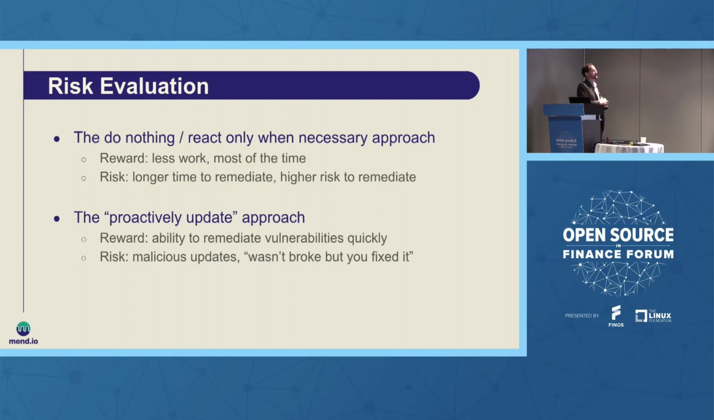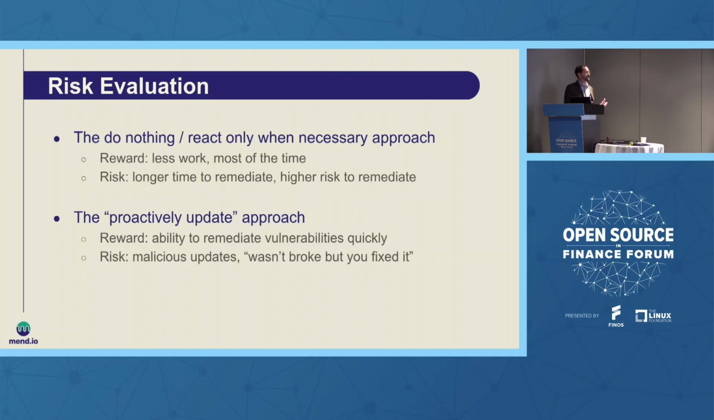The risk is that there is a longer time to remediate and a higher risk to remediate, because it's going to take you longer to do, and your risk is higher. The risk that you break something in production while trying to fix the problem quickly is much higher if you're doing a very large update of dependencies versus if you've been keeping reasonably up to date. Now let's compare that to what I'm nicely calling the proactively update approach, keeping dependencies relatively up to date.